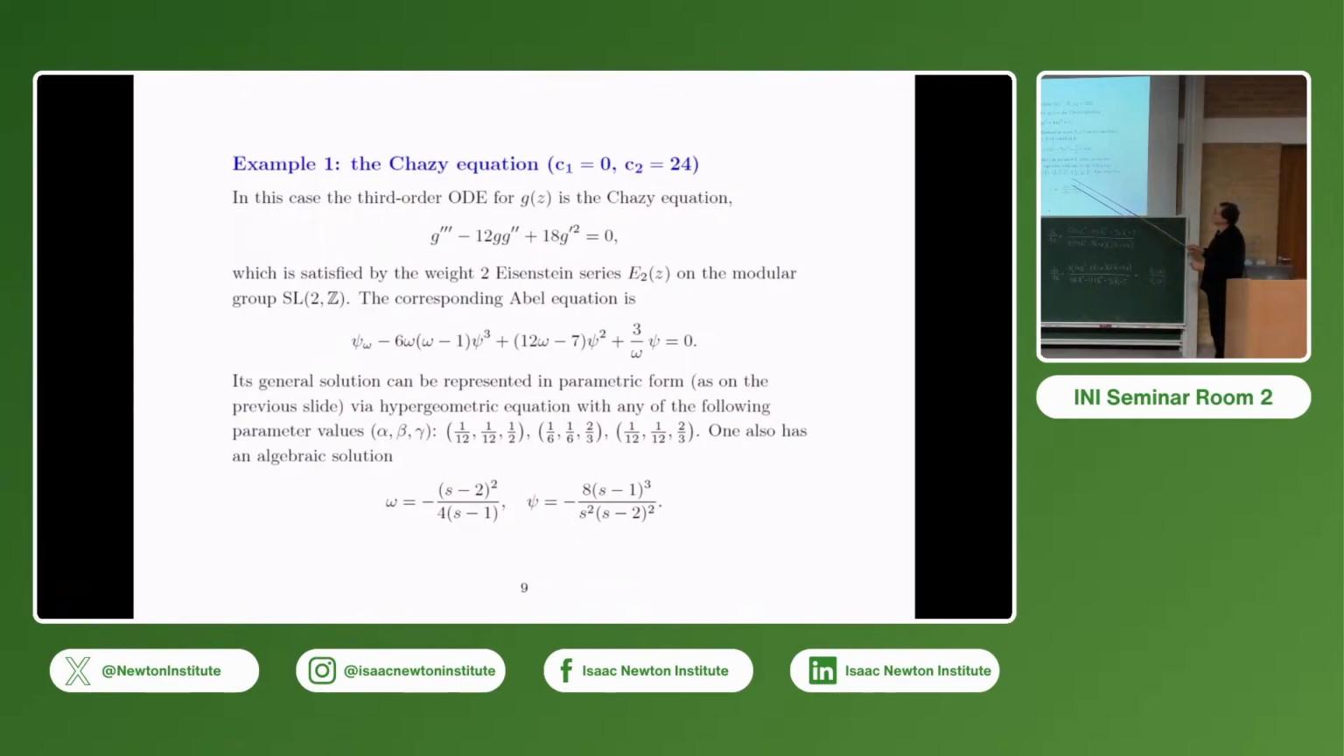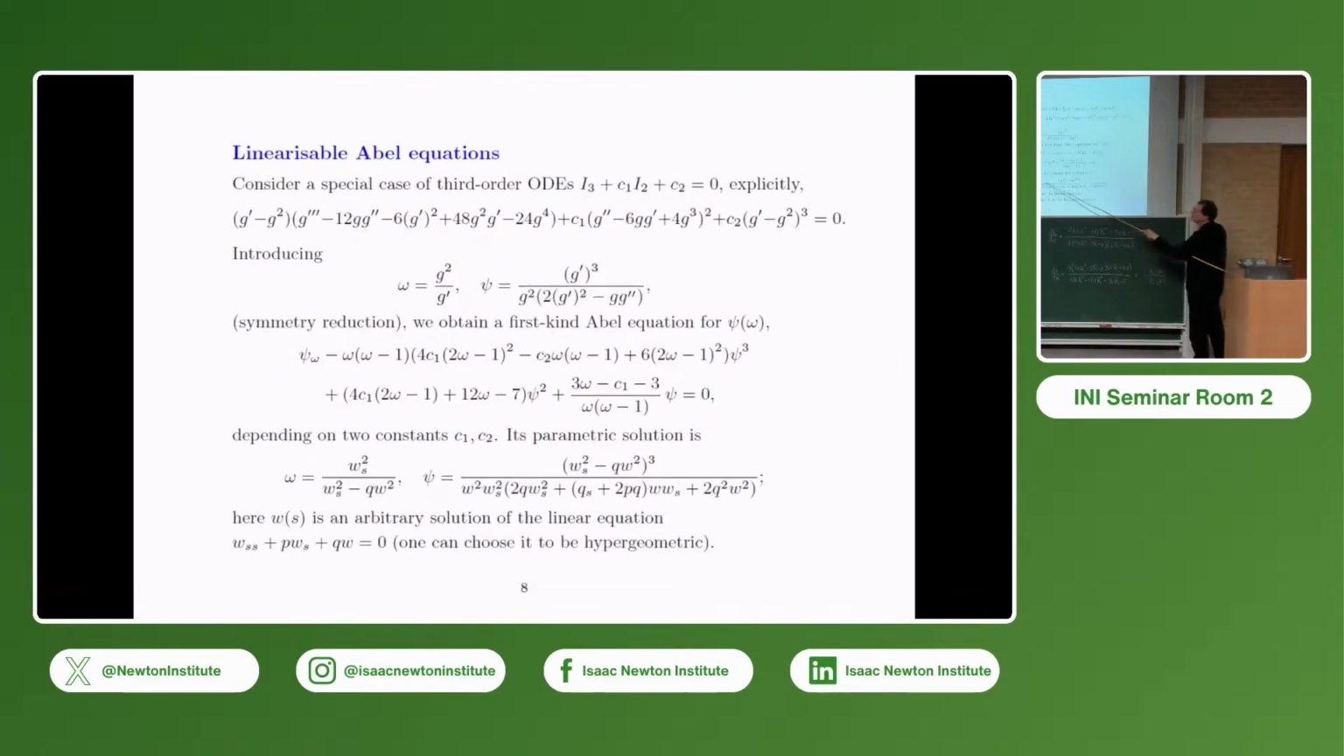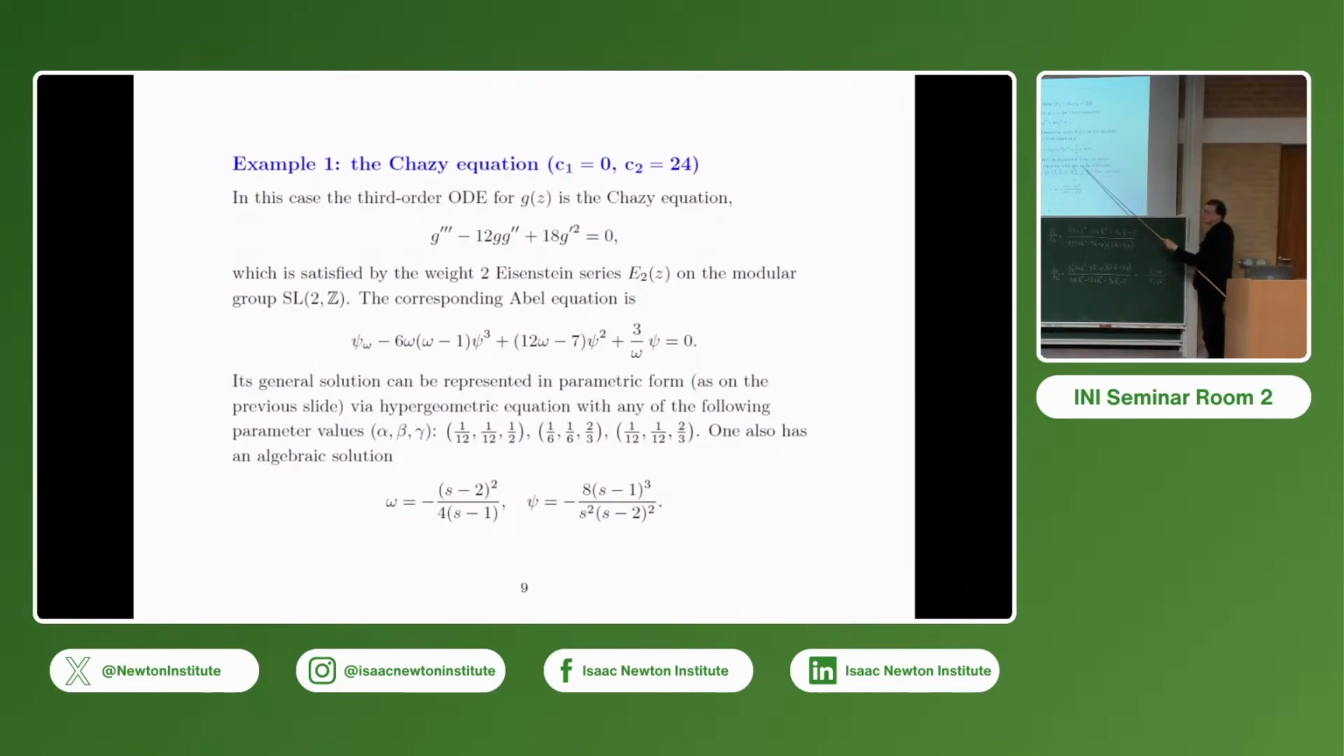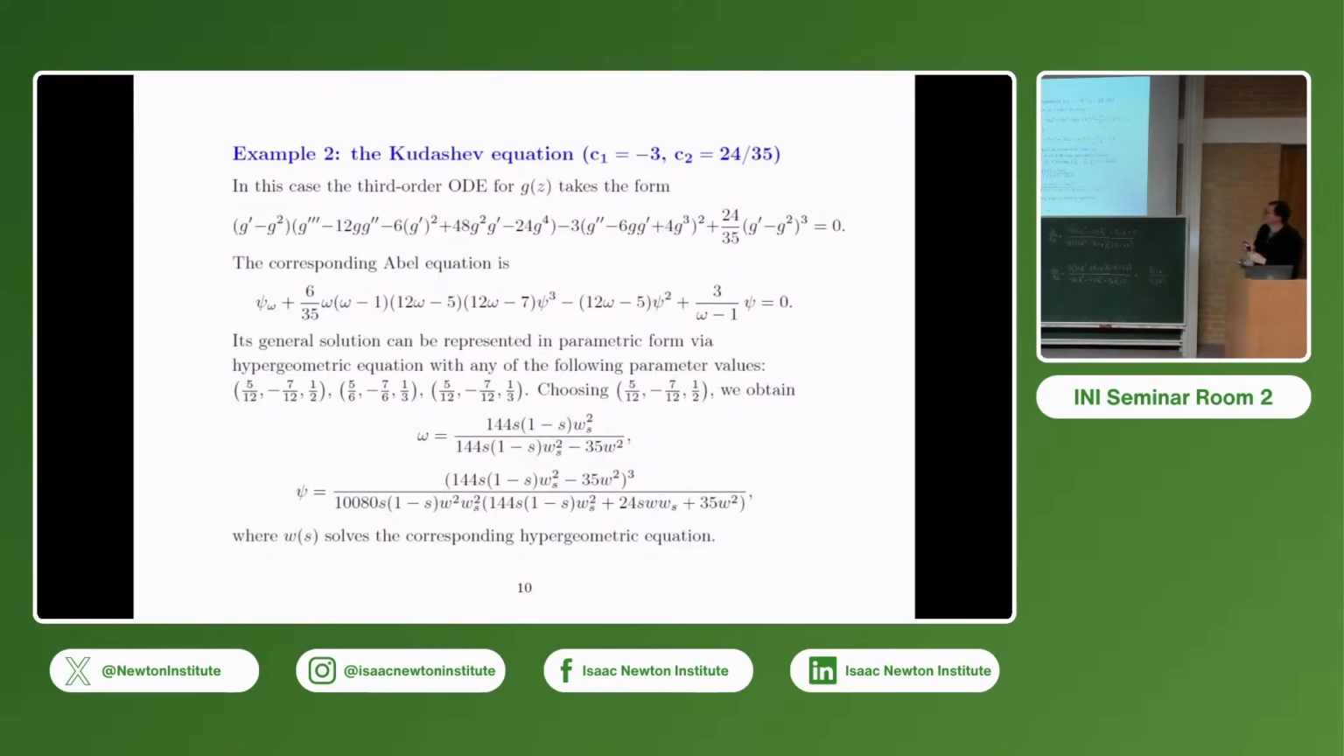So this Abel equation possesses a generic solution given by this formula, where W solves the hypergeometric equation with these parameters. And also this Abel equation possesses an algebraic solution, which is given by this formula. Omega is a function of S, psi is a function of S. This is an algebraic solution, like a singular algebraic solution. All solutions are transcendental, expressible via hypergeometric functions, but this special solution is algebraic. This is the case for many Abel equations. So now our case, which gives the Kudashev equation. In this case, for some reason, we have to take these constants.